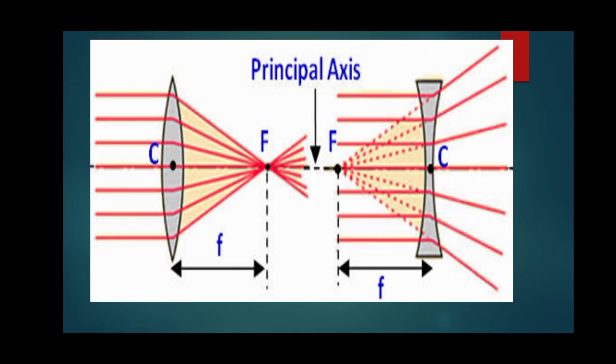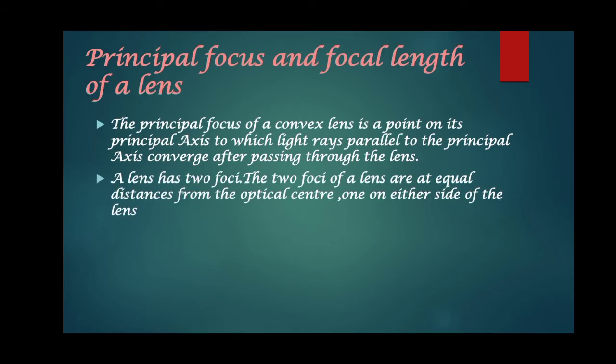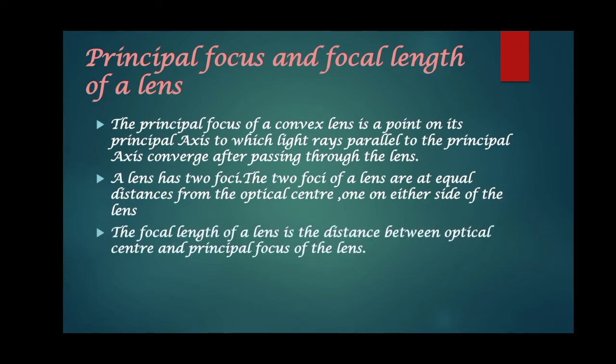The principal focus of a convex lens is a point on its principal axis to which light rays parallel to the principal axis converge after passing through the lens. A lens has two foci. The two foci of a lens are at equal distances from the optical center, one on either side of the lens. The focal length of a lens is the distance between the optical center and the principal focus of the lens.